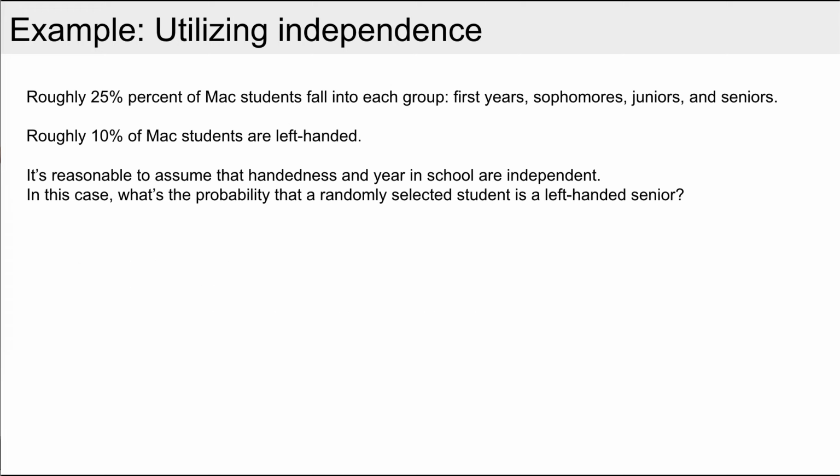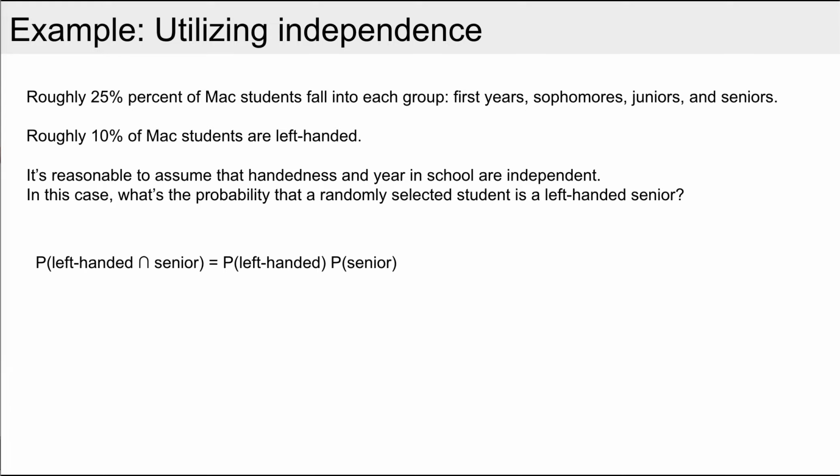Finally, let's use our definition of independence to make some probability calculations. Suppose that roughly 25% of Mac students fall into each group: first year, sophomores, juniors, and seniors. Further, suppose that roughly 10% of Mac students are left-handed. It's pretty reasonable to assume that handedness and year in school are independent. Mainly, somebody's year in school doesn't change their likelihood of being left-handed. In this case, then, what's the probability that a randomly selected student is a left-handed senior?